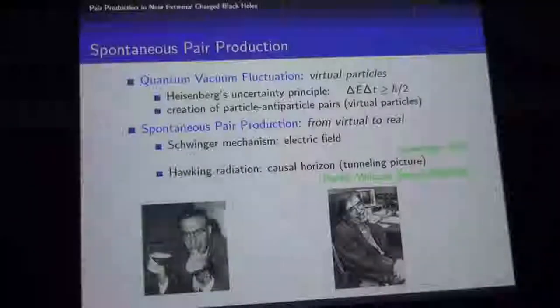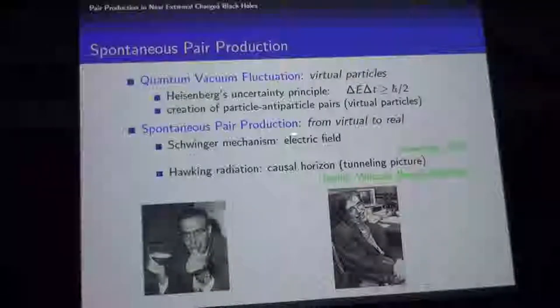So what is pair production? The intuitive picture is that the vacuum has quantum fluctuations, and the pair production is due to some particular mechanism that transforms the virtual particles to become a real pair. And the mechanism could be, for example, the electromagnetic force.